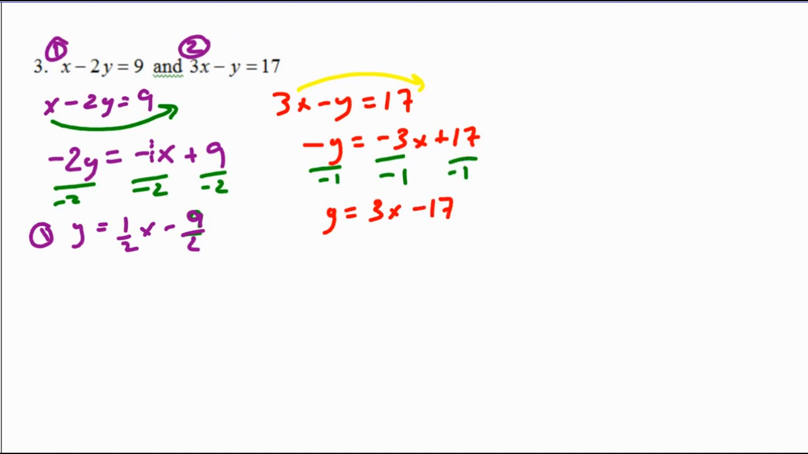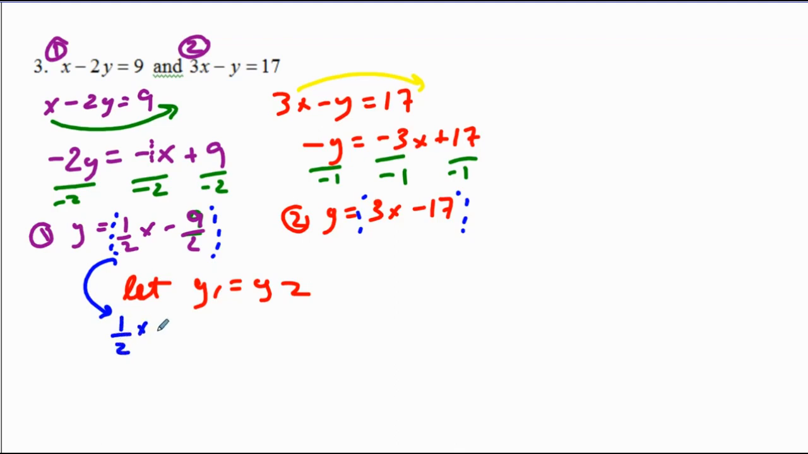So now we have a y1 and a y2. So let y1 equal y2, and so that would be this bracket and this together. So let's put y1 into here. So 1/2 x minus negative 9 over 2 equals, I'll bring this in, 3x minus 17. So I want you to think about this.